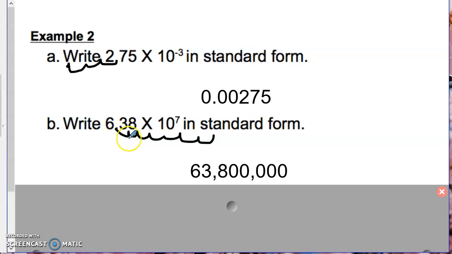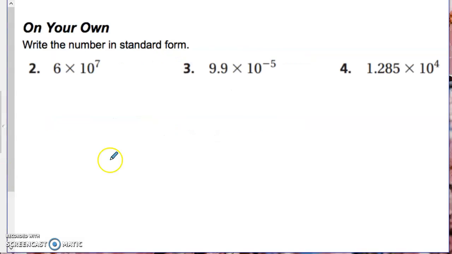So obviously when I'm moving the decimal point, those 2 places, that takes away from the 7. So then that means I only have to fill in 5 zeros in order to correctly write this number in standard form. Again, this number is not the number of zeros, it's the number of places that you are moving the decimal point. You can pause the video and do these ones on your own.